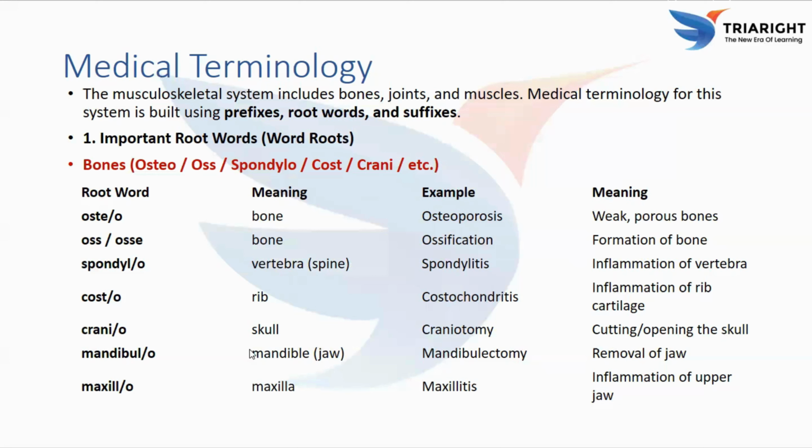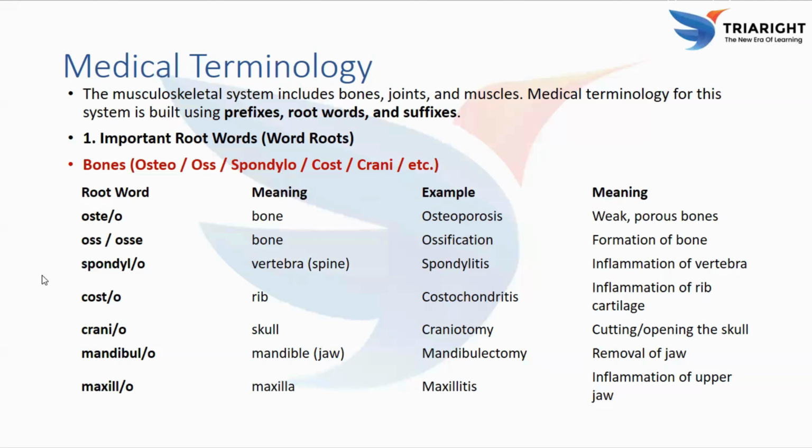And then costo is nothing but rib. Costochondritis is an inflammation of the rib cartilage. And cranio means a skull. Example, craniotomy. Tomy means cutting or incision, right? So it's a surgical opening of the skull, often done during brain surgery.